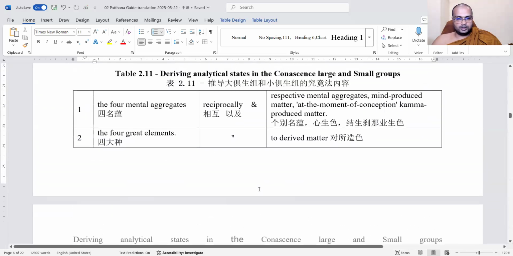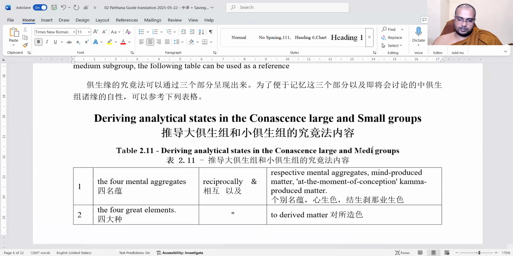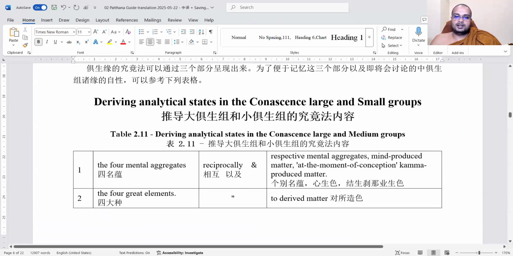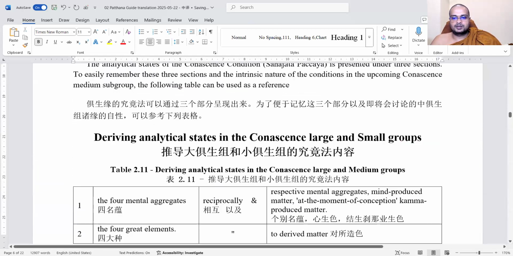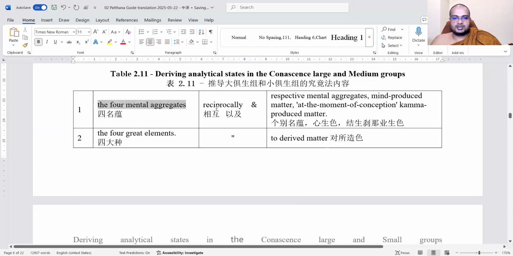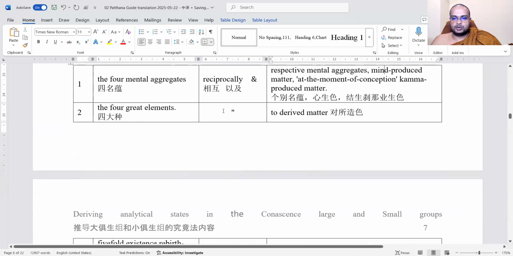Okay, so I have included here a table which was used by one of the well-known sayadaws to help memorize the analytical states of the conascence large and medium groups. I'm sorry, it should not be small, it should be medium groups, right? So to derive the analytical states in the conascence large and medium groups, again it's the same thing presented here. It includes the four mental aggregates supporting reciprocally and the respective mental aggregates, the mind produced matter, and at the moment of conception, the kamma produced matter. The second one, the four great elements supporting reciprocally and the derived matter.